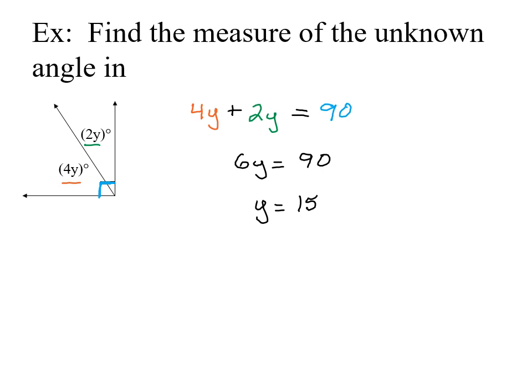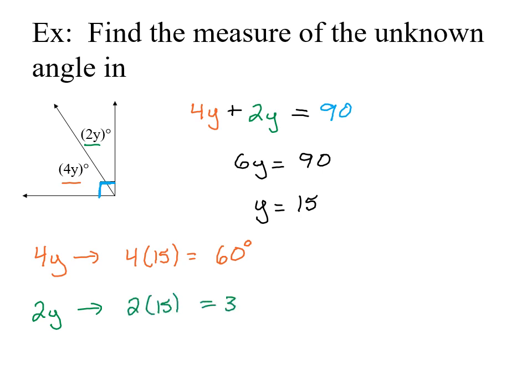So the angle for 4y would be 4 times 15 or 60 degrees. And the angle for the 2y would be 2 times 15, which is 30 degrees. So depending on which angle they ask you about, those are your answers. One of them is 60 degrees and one of them is 30 degrees.